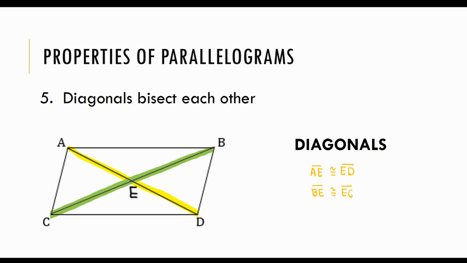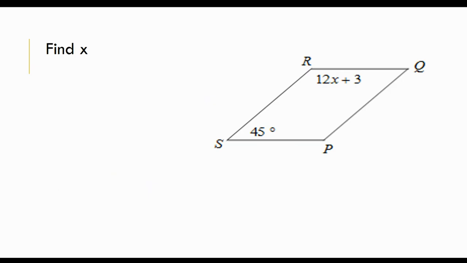All right, so those are my 5 properties. Let's go ahead and now apply those 5 properties to some algebra problems. So we're only dealing with parallelograms. We've got 5 properties. In this first problem, they're wanting us to find x.